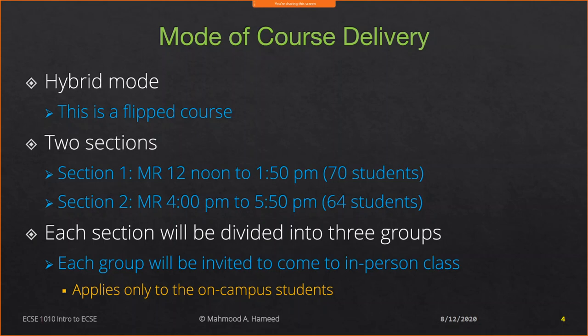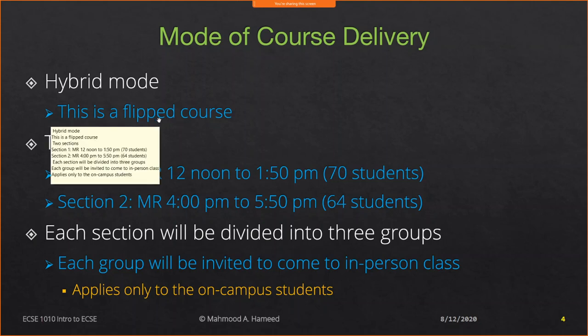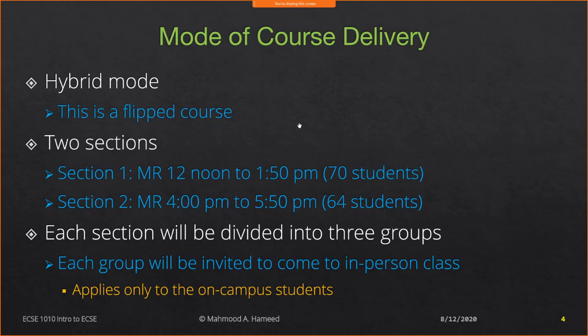If you have selected the online option with RPI, then of course this doesn't apply to you. This applies to people who are on campus. This is a flipped classroom. What does that mean? That means that the video content for this class is going to be available to you for watching before the actual class. So you would watch the video content, and then you would come to class to actually do the experiments, right?